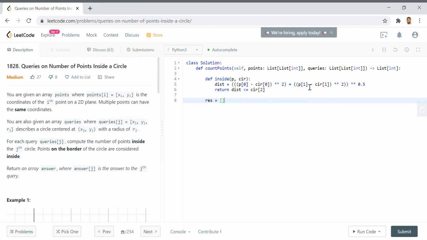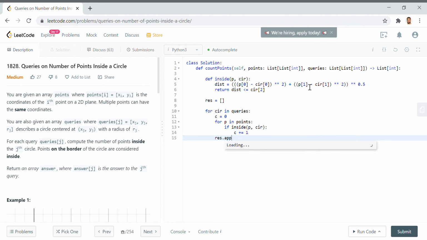Great. res for result is the empty array. And now all we're going to do is say for cir in queries, c equals 0. For p in points, those are the points that we want to measure against the distance between that and the center of some circle, and the radius under consideration as well. We say if inside p, cir, so that'll return true if it's within that circle, we want c plus equals 1. After all of those are computed, res.append c, and then of course we return res.